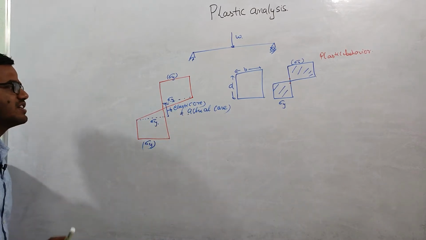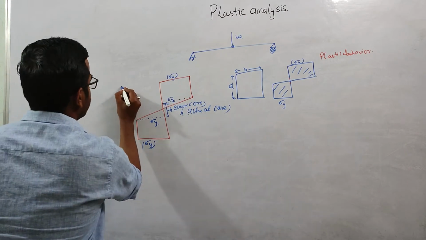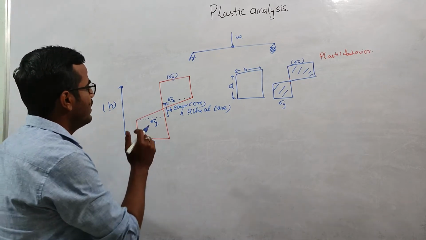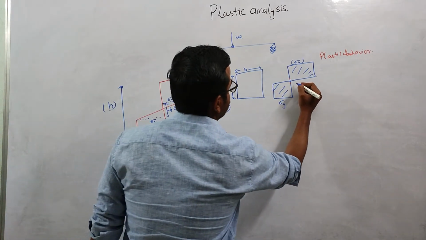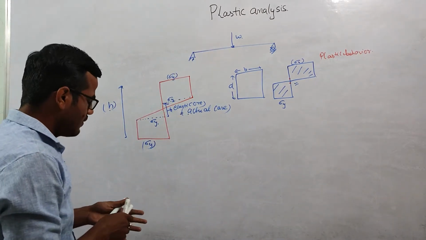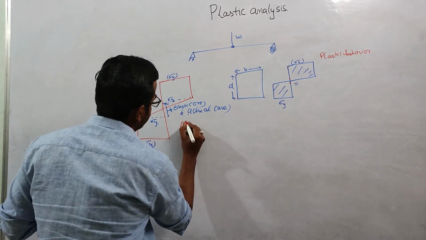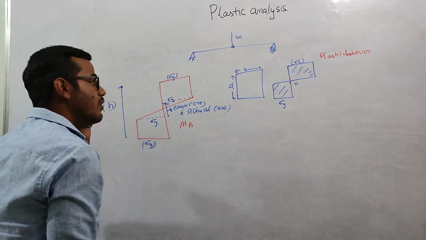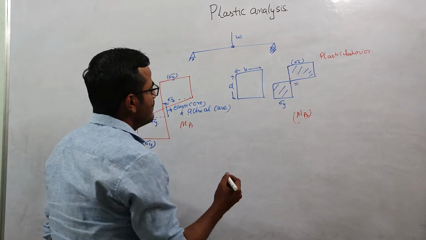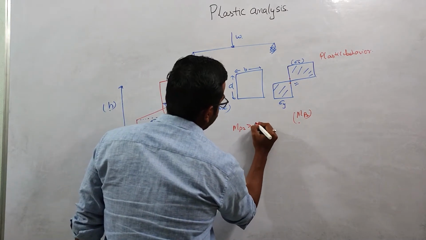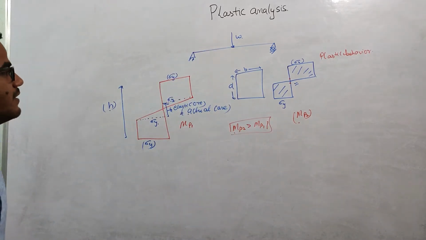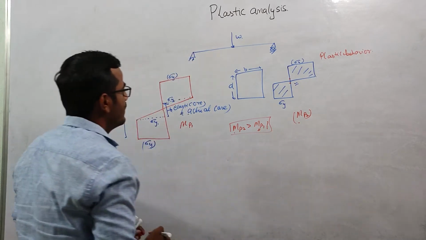But in our analysis, we generally neglect this, and the depth of the cross section is h. In our analysis, we assume this stress diagram to make the analysis a little bit simpler. Let us suppose the plastic moment from the actual diagram is MP1, and from the assumed diagram the plastic bending moment is MP2. Always remember that MP2 will be greater than MP1.